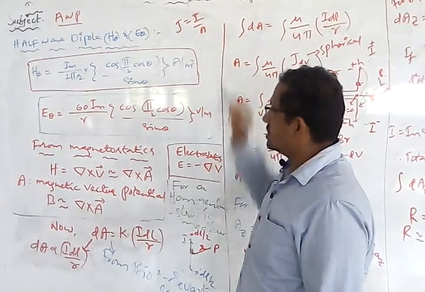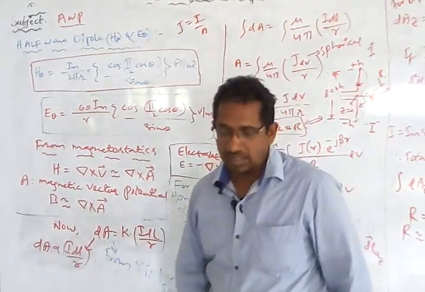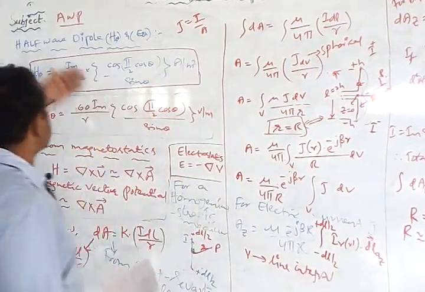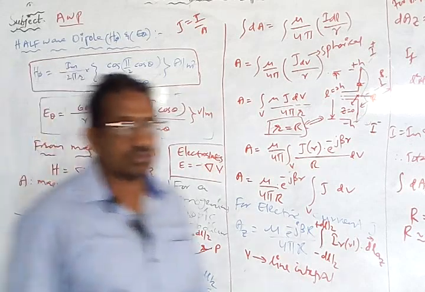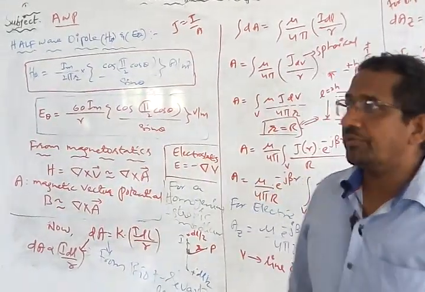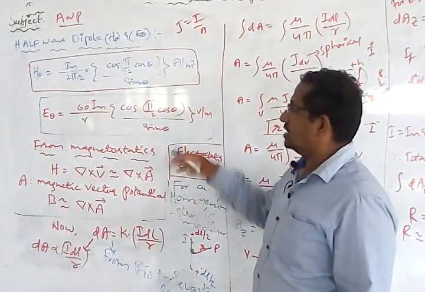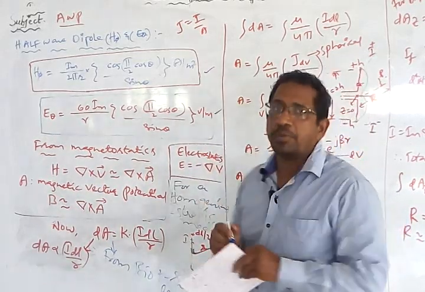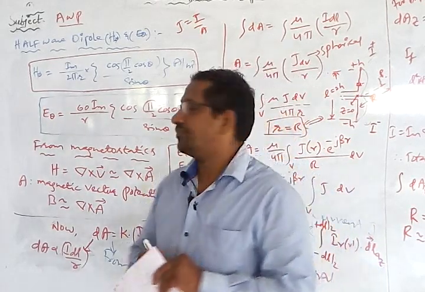So these two equations we directly wrote in the problem. To solve the problem for radiation resistance, we substituted these two formulas directly and solved using the method of integration. In today's session, we will go into the derivation of these two particular concepts.